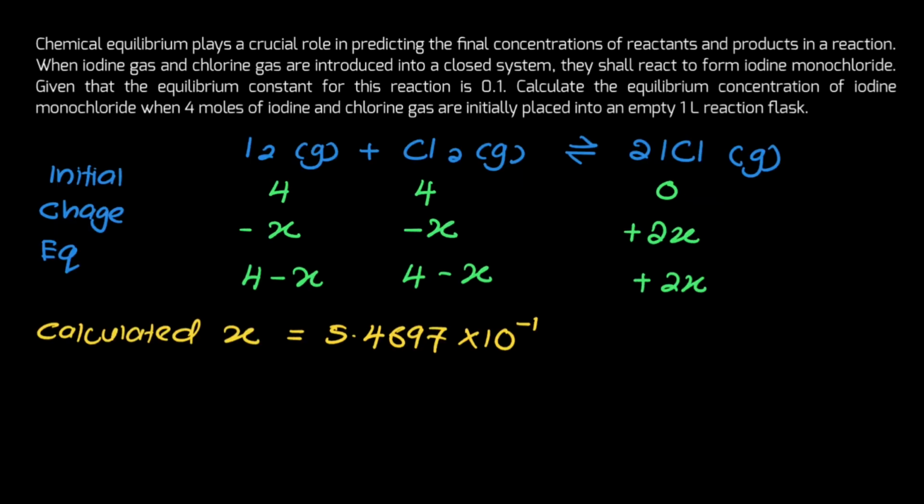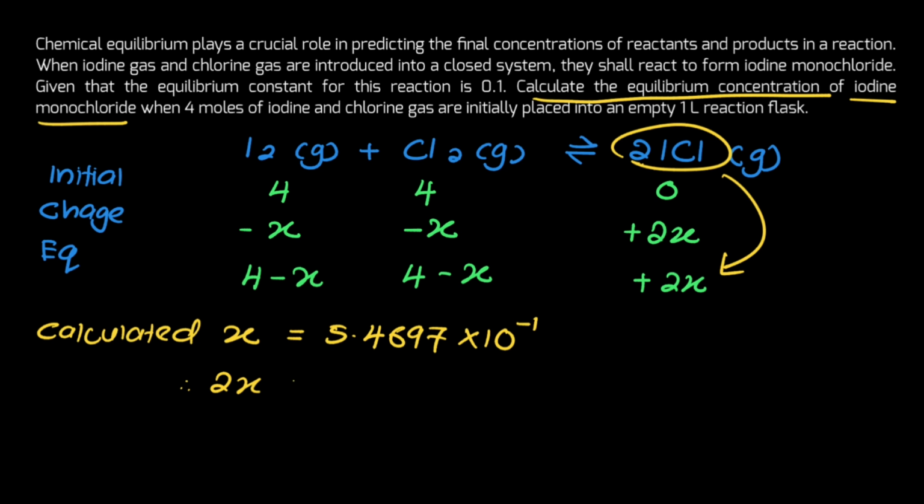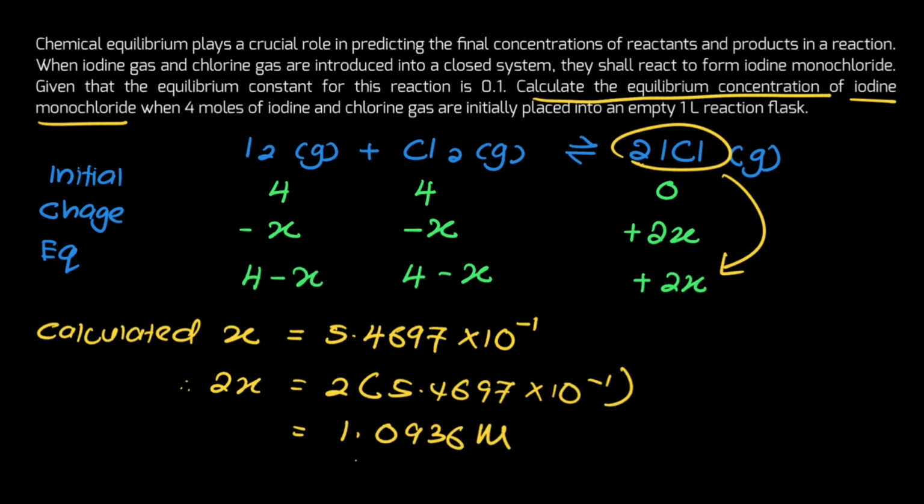Right, looking back at the question again, they ask you to calculate the equilibrium concentration of iodine monochloride. So iodine monochloride at equilibrium is 2x. So 2x is equivalent to 2 times 5.4697 times 10 to the power of negative 1. So you will get 1.0936 molar. So this is the final answer for this question.